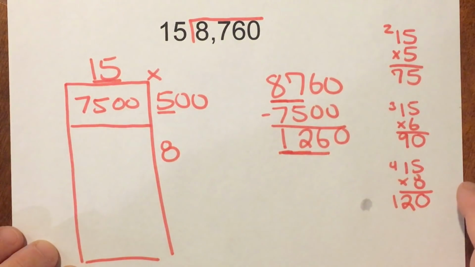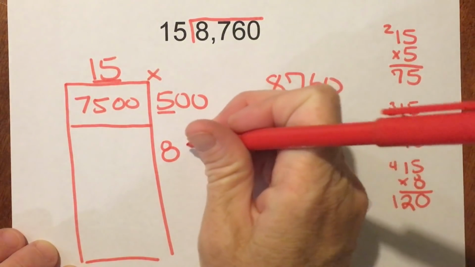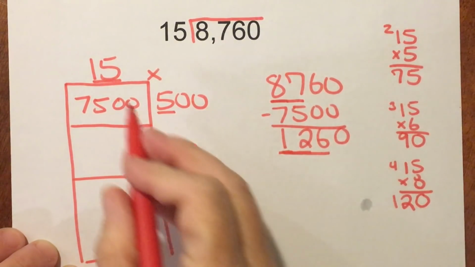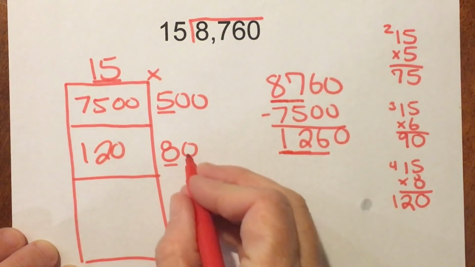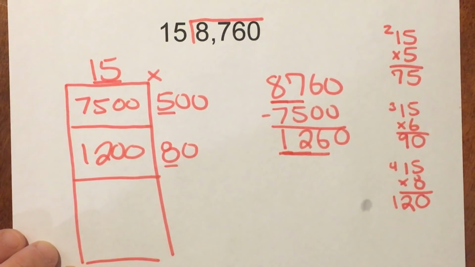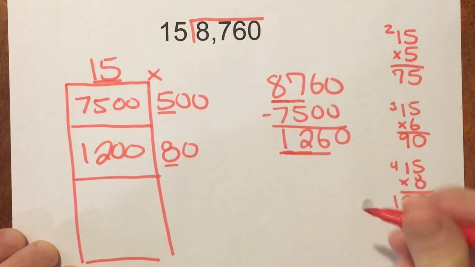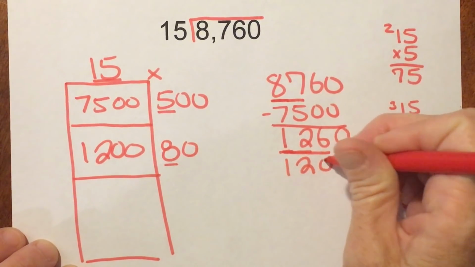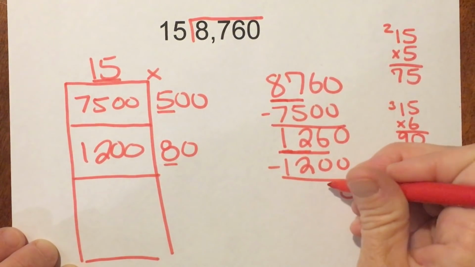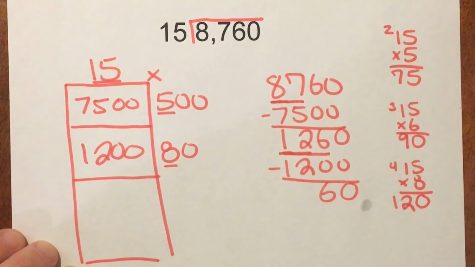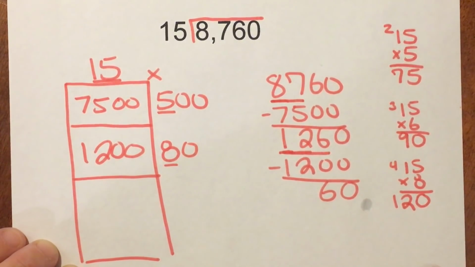But since I have this extra 0 here, I'm going to say it's actually 80 times. So 15 times 8 is 120, and add my extra 0. And then I have 1,200, and let's subtract 0, 6. Okay, I'm not done yet because this isn't a 0.